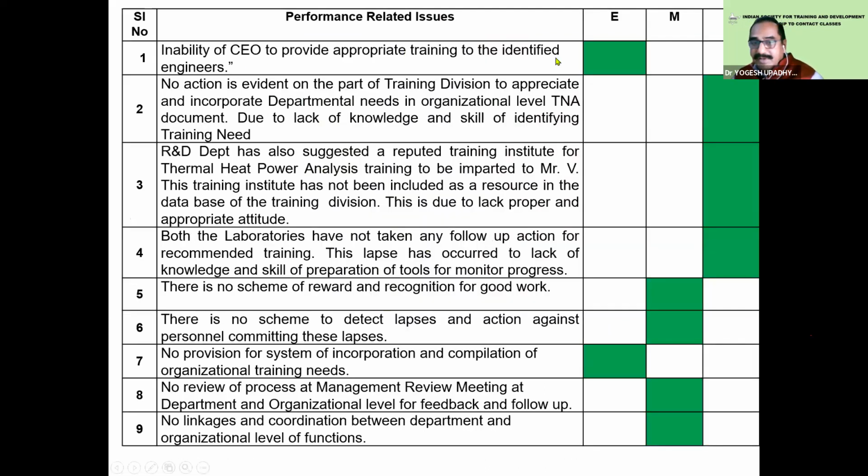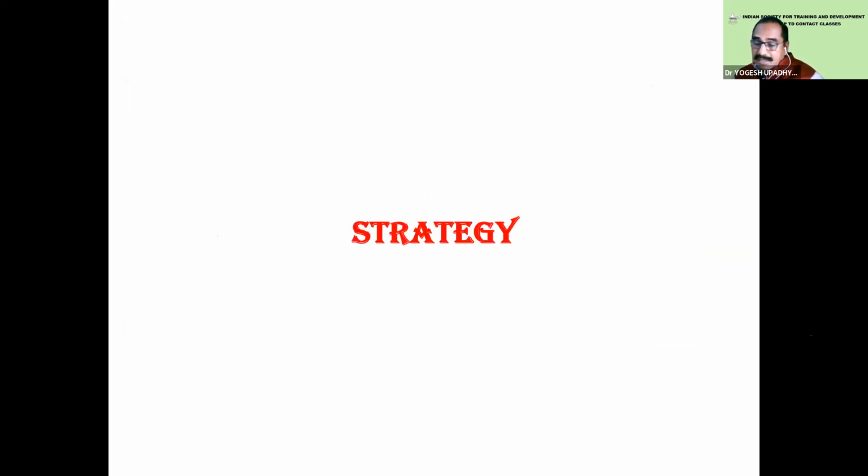Now, when it comes to performance related issues, the inability of the CEO to provide an appropriate training calendar, that's why I am saying it was taken there, because it has gone to the CEO. Like this, no action is evident on the part of the training division to appreciate and incorporate the departmental lead and the organization level TNA document, that comes under behavioral. For motivational issues, there will not be any training need or training intervention. Like that, we have to carry out the analysis for making our learning intervention. Now, what is strategy? Any idea about strategy?